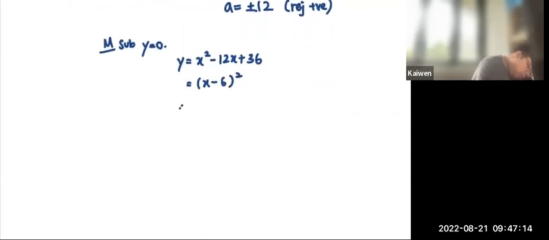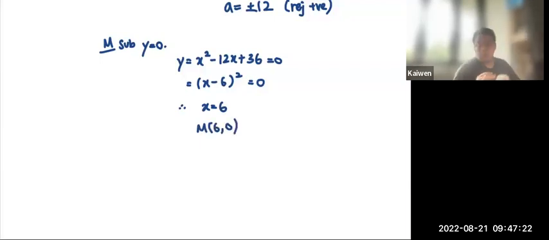So therefore, this thing is equal to 0. X is 6. The coordinates of M is (6, 0). What's the purpose of searching out for M? Because we need another point such that we can use the second or the first curve to find b. And the other point that we're interested in is point N.